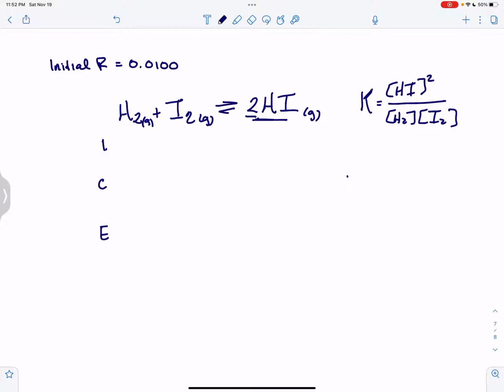But the problem with that is that we're going to be building on the math that I'm showing you, and it will just get more and more complicated to the point that it is hard to do some parts of it in your head. So the way an ice chart is, you've got your reaction, and then you have your I, which is your initial, C, which is your change, and then E is your equilibrium.